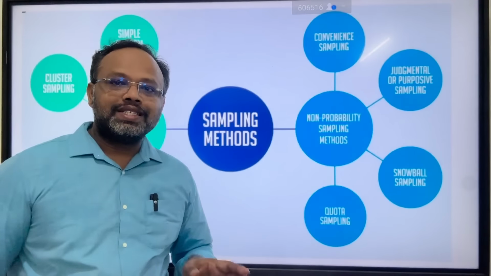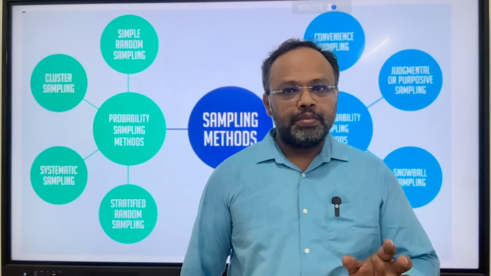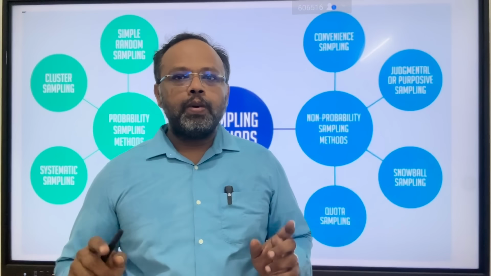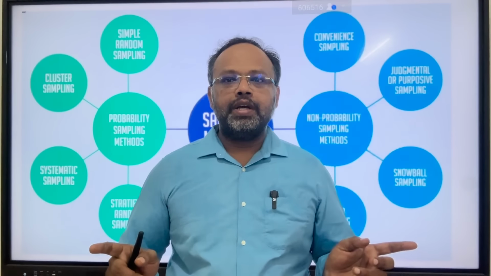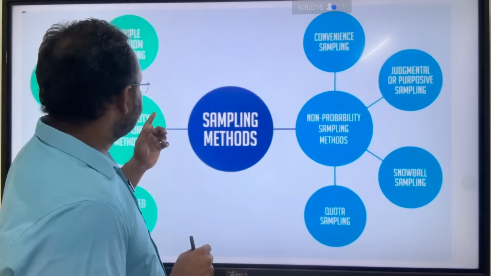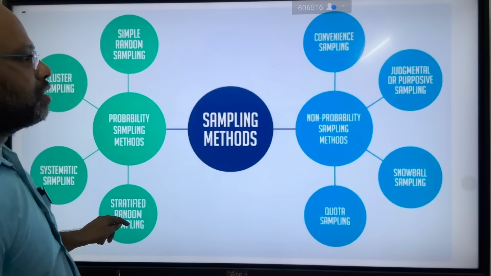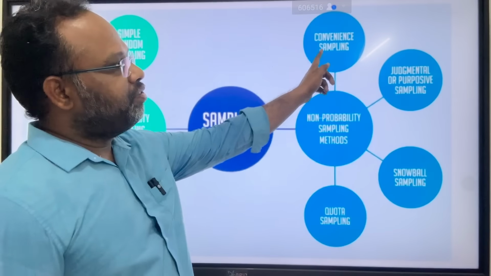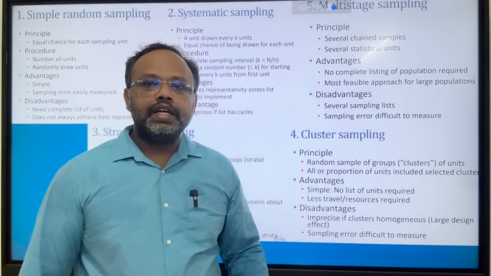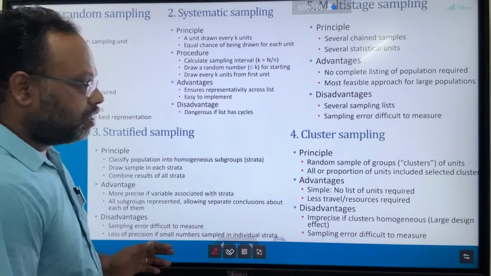We have mentioned the sampling methods. Sampling is a process by which the study samples are selected from the study population. We broadly classified it into probability sampling and non-probability sampling. Probability sampling is otherwise called random sampling, and we have four commonly used methods: simple random, cluster, systematic, and stratified random sampling. Under non-probability sampling, we have convenience, judgmental or purposive, snowball, and quota sampling, and each of these is described here. The advantages and disadvantages can be dealt with in detail.